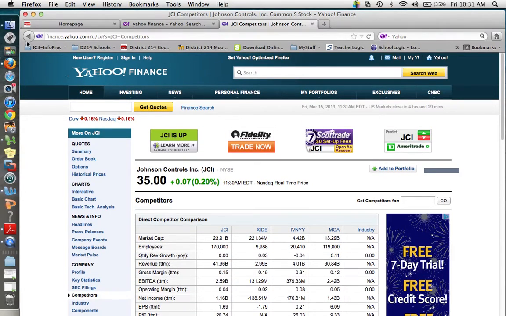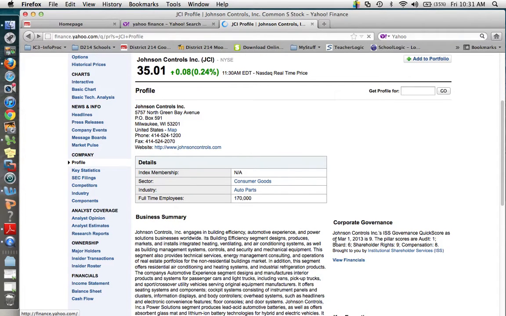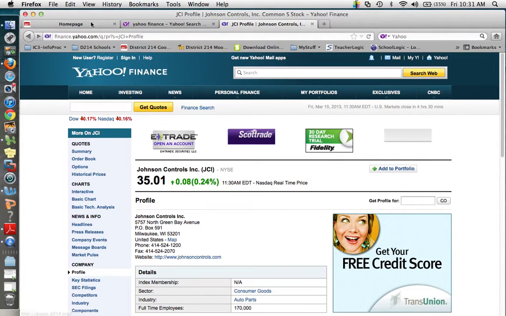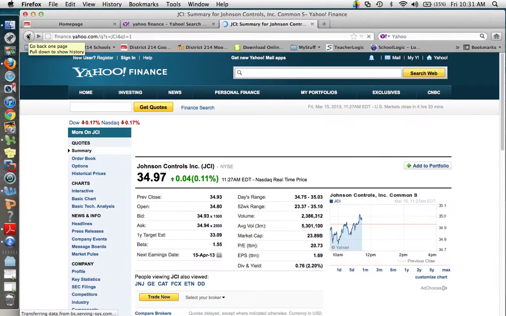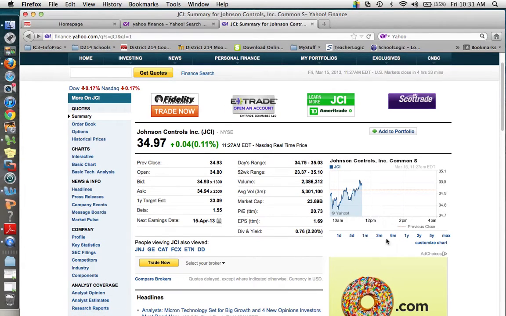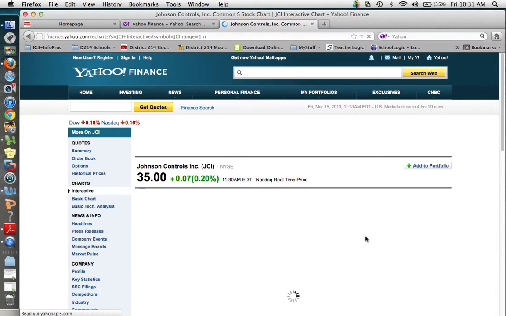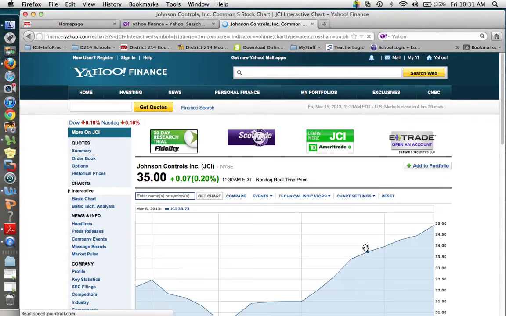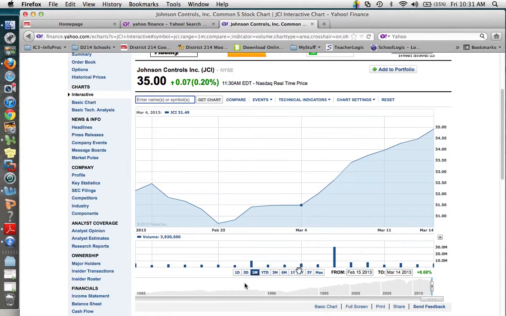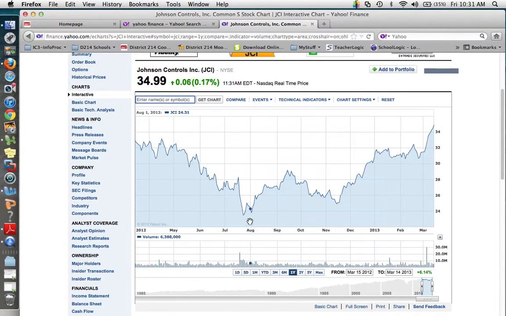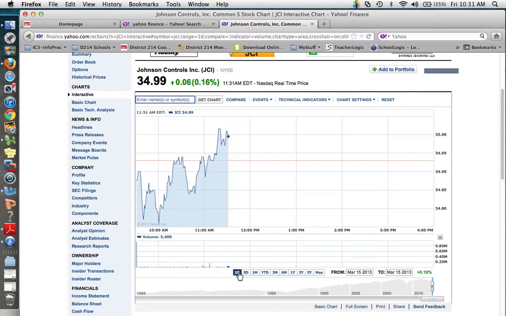And then the next thing that's really interesting in Yahoo Finance is the charts. Let me see if I can get back to those quickly. So here you can see Johnson Controls' high and low for the past month. Okay, you can also see it for the past year. So you can see back here in July, the price had really gone down, but now you can see it's really going up. And you can even see how the stock is behaving in one day.